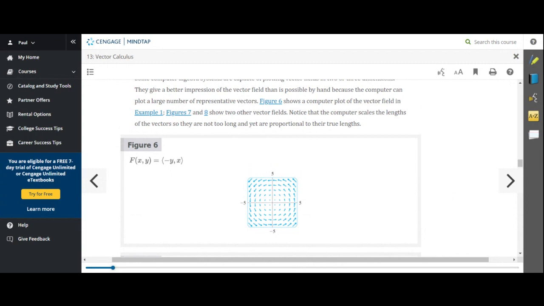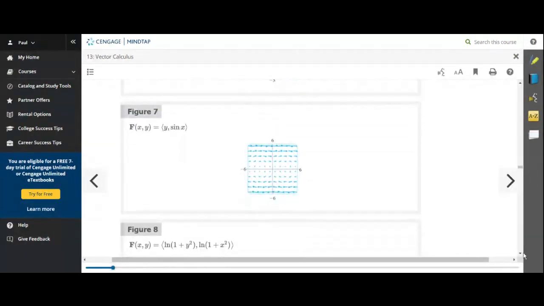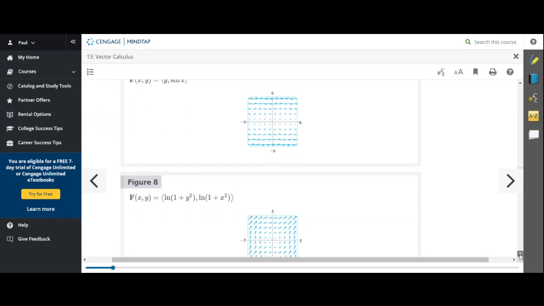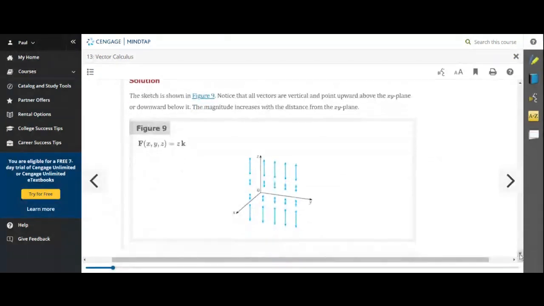Okay, you can have a field, for instance, figure 7, where the first component is the y component, and the second component is the sine of x. So you have a lot of really interesting looking vector fields. We could take this to 3 dimensions, a 3-dimensional vector field.